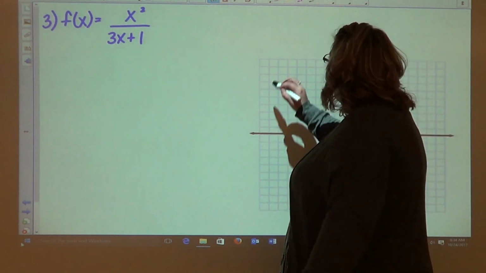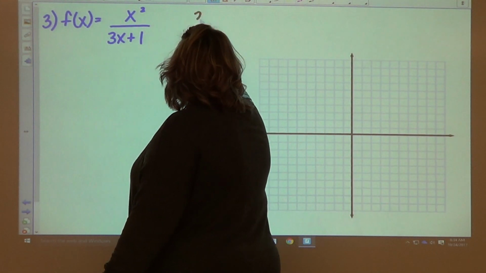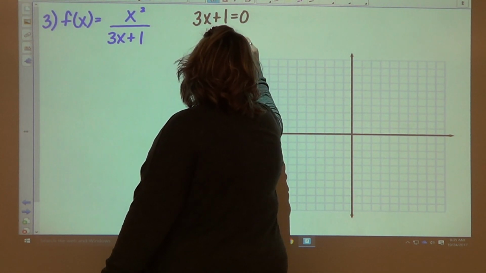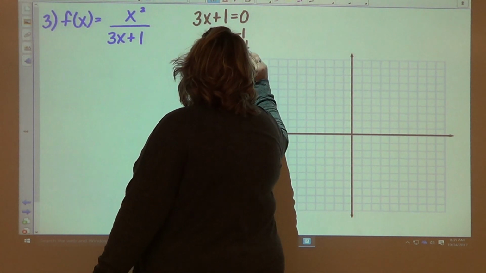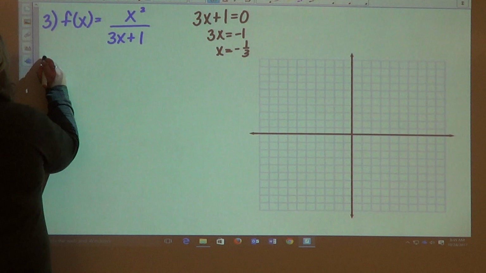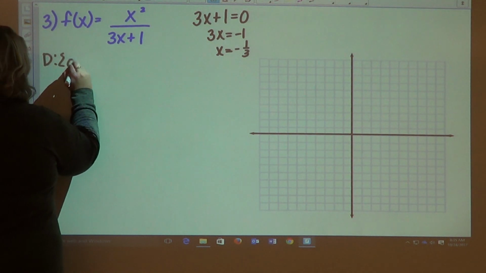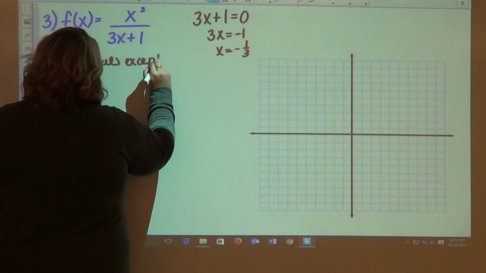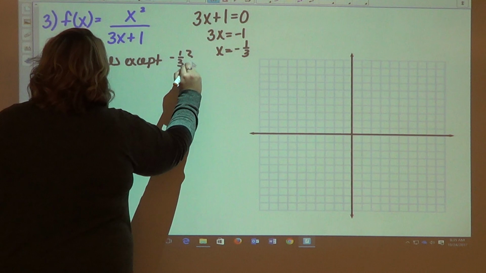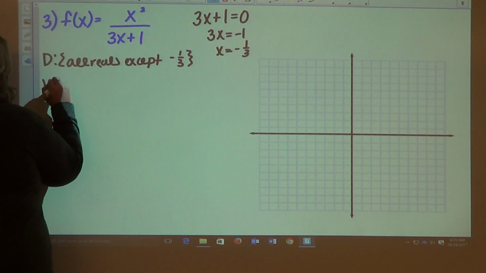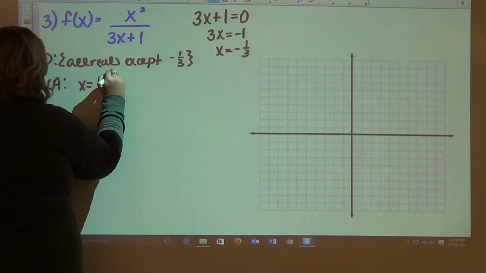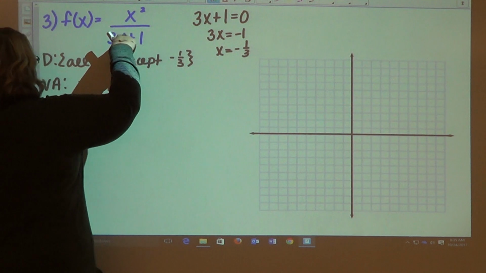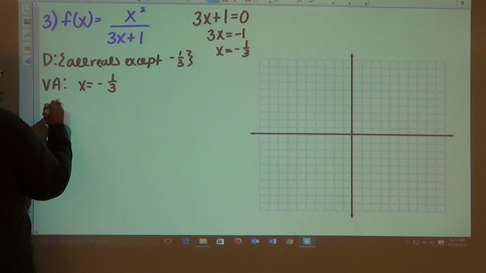Okay, so if I want to find my domain, or sorry, the exception in the domain, you set the denominator equal to 0 and solve. So I get -1/3. So my domain is all reals except -1/3. So my vertical asymptote would be x equals -1/3. Okay, my horizontal's none, since 2 is bigger than 1, so I'm going to find my slant.